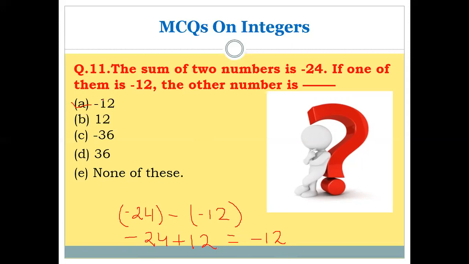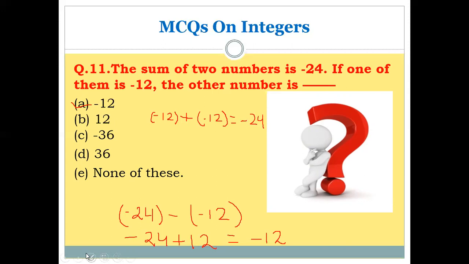So if you add minus 12 with minus 12, the answer will be minus 24, and we know that the addition of two negative integers is always a negative integer. So we can check the answer. Minus 12 when added with minus 12, the result is minus 24. This is the correct answer. That is the A part. It is minus 24.